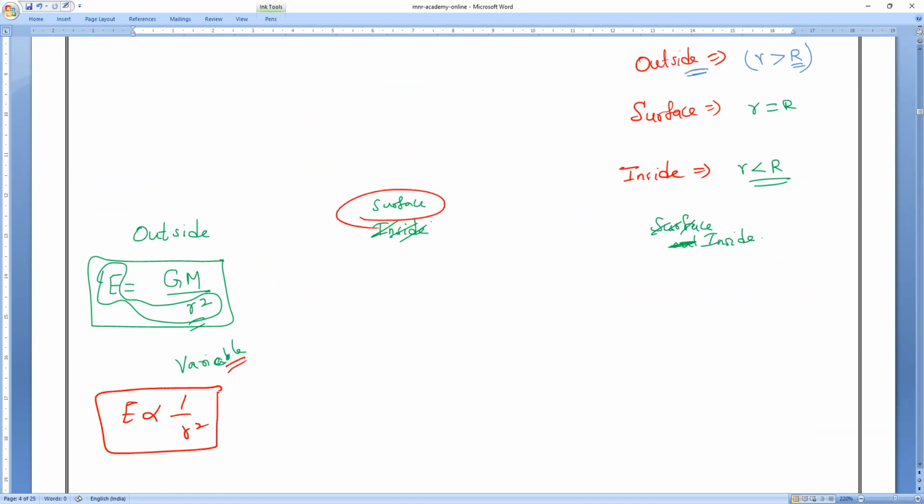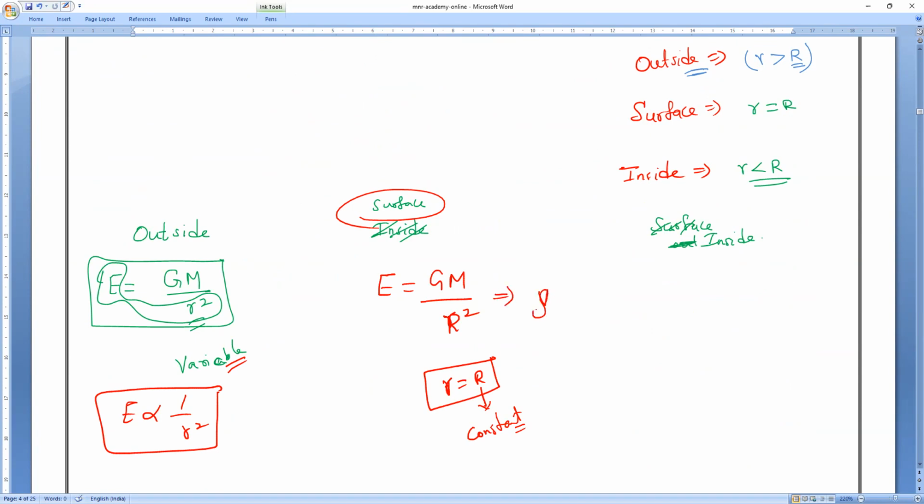Next, on the surface. On the surface, the formula is also equal to capital G into capital M divided by r square, but r is equal to capital R. Now you tell me, does r remain constant or variable? Everybody, please respond. r remains constant.